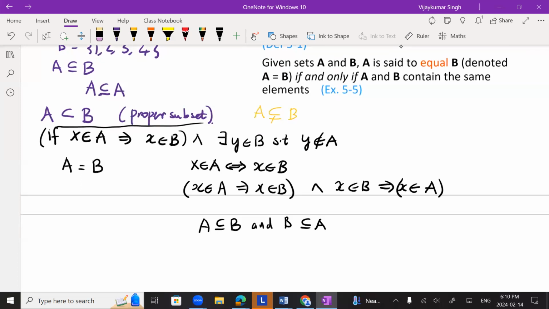So a lot of techniques for proving that two sets are equal rely on saying A is a subset of B, and then you show B is a subset of A. And when you are able to show both together, then you have proven that A is equal to B. All right, so this is a common technique for showing that two sets are equal.